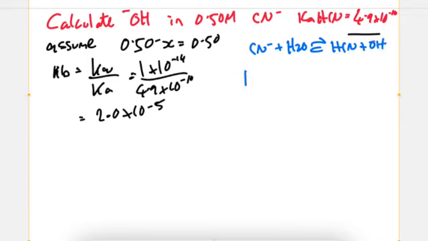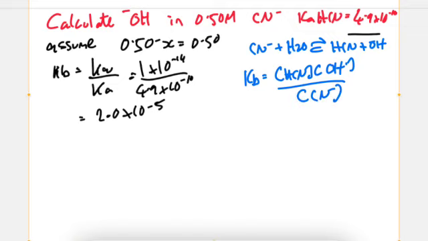The equation we're thinking about is a reaction of CN minus with water, and we've made hydrogen cyanide and hydroxide ion. In the same way that Ka is products over reactants, Kc is products over reactants, Kb is also products over reactants. Again, we ignore the water because it is large and it is constant. So we've got HCN times the OH minus divided by the CN minus concentration.